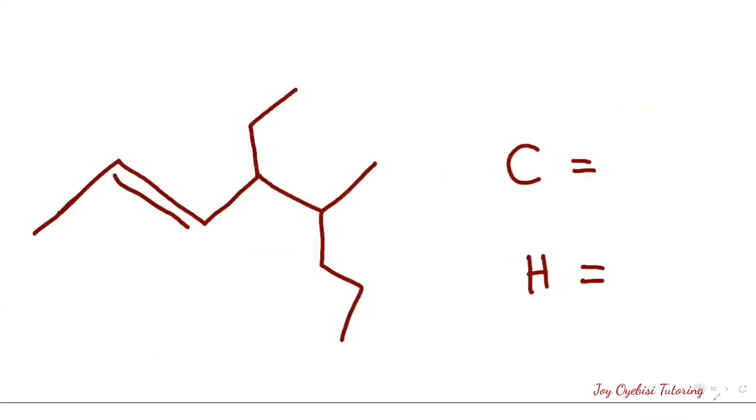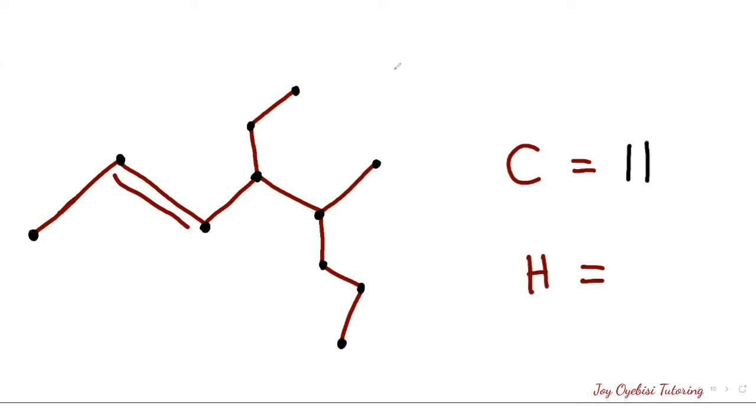This last one, you can pause the video and try this by yourself. And when you're done, you can play it and check if you're correct, okay? So for this one, we're going to identify our carbons. This is going to be 1, 2, 3, 4, 5, 6, 7, 8, 9, 10, 11. So for this, we have 11 carbons. Okay, so we have 11.